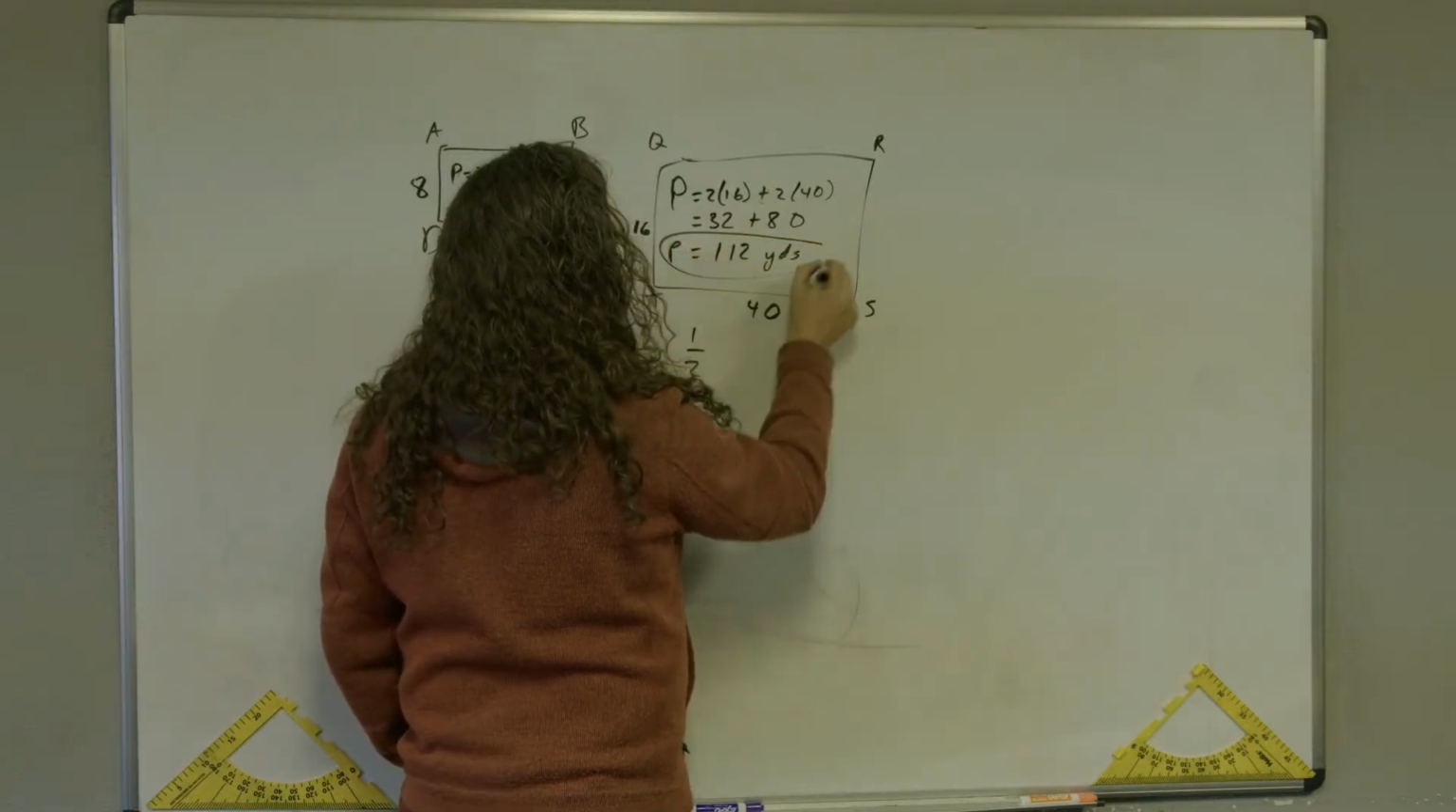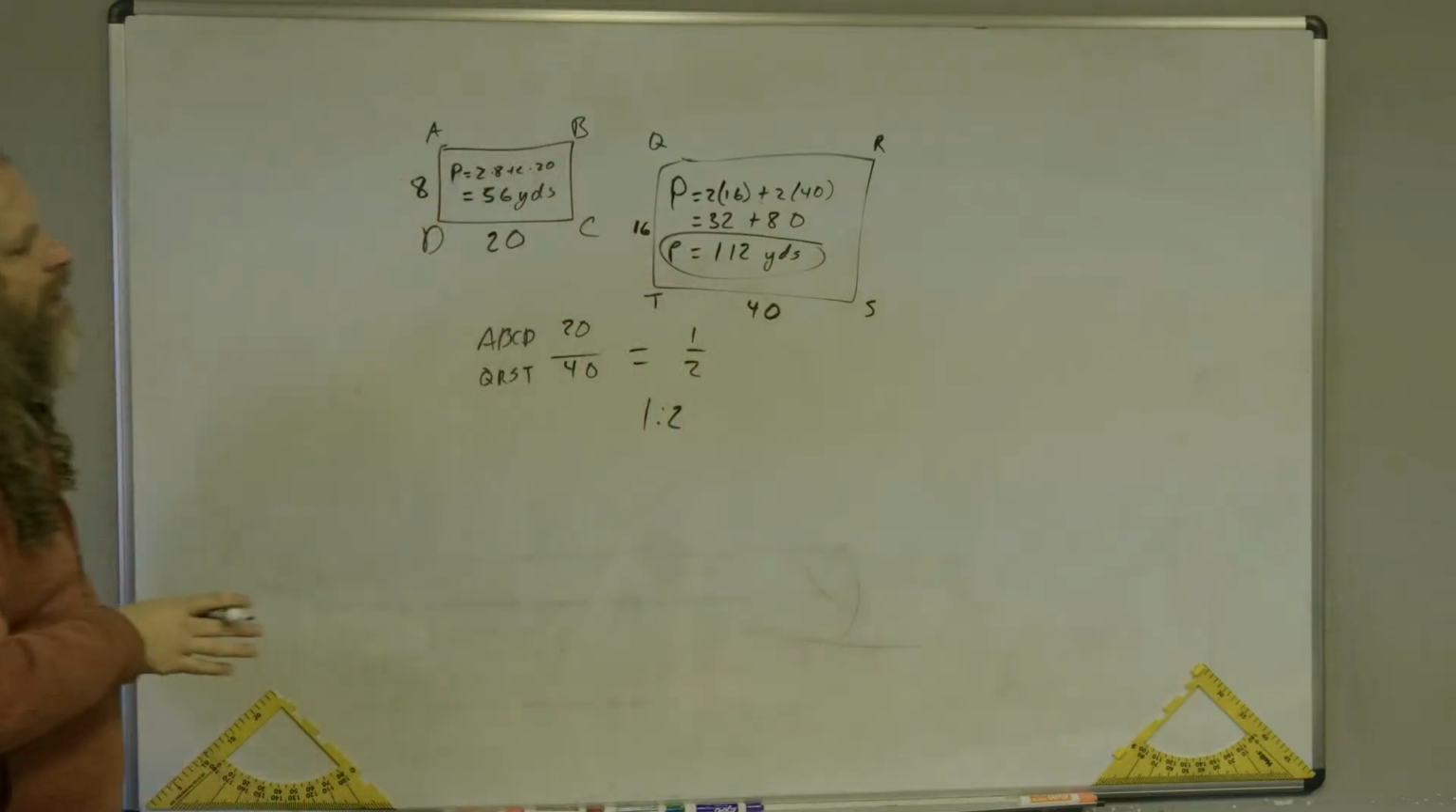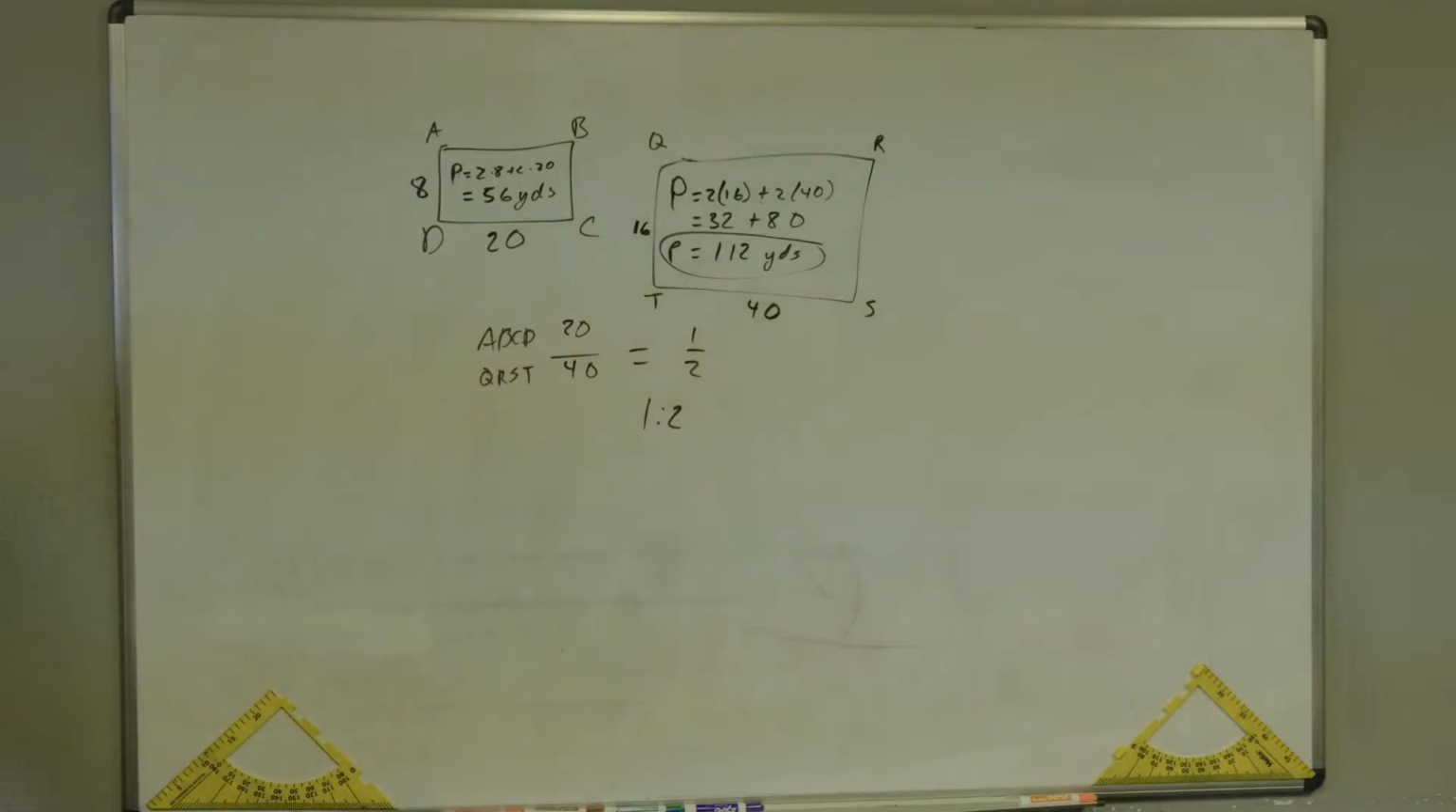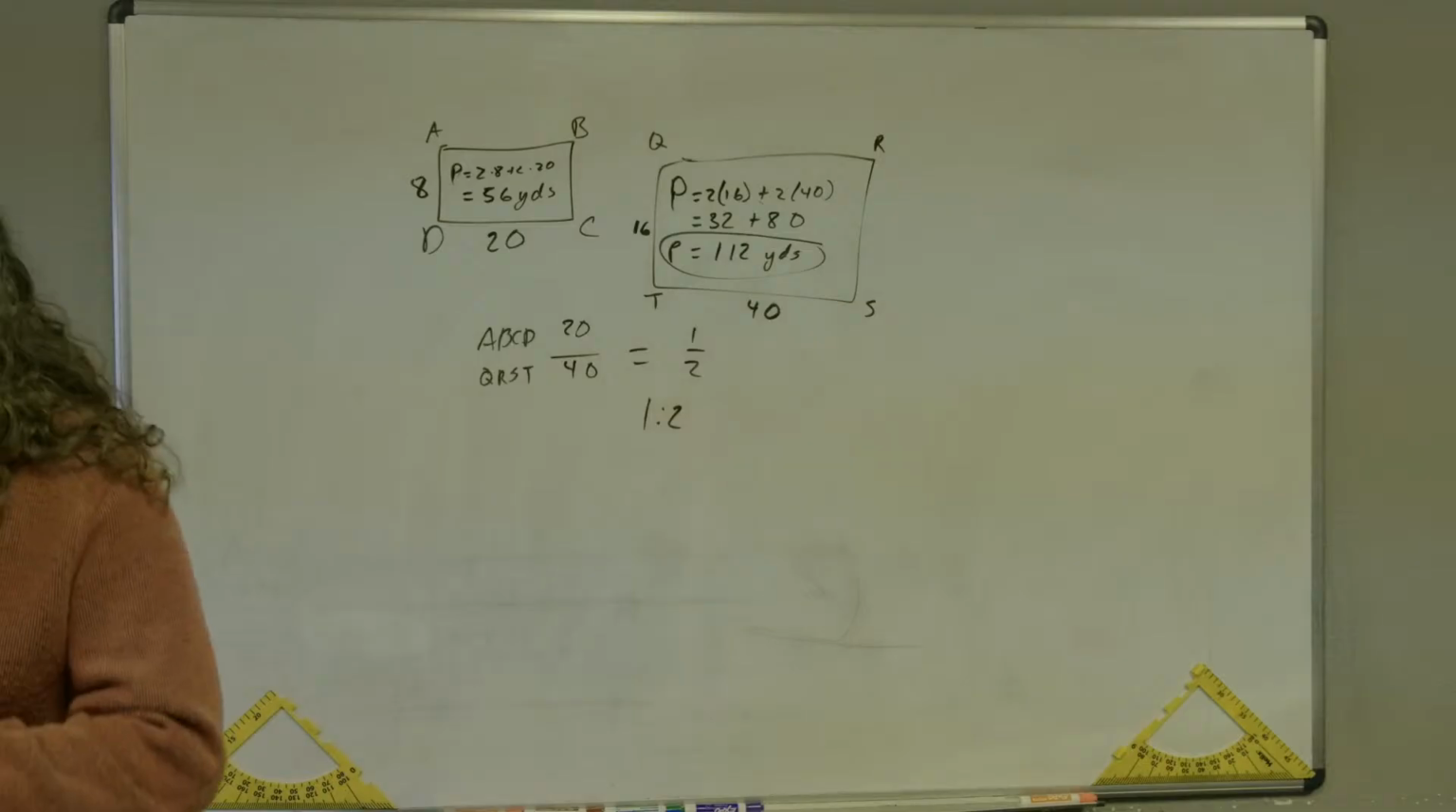Those yards are the first power because we're finding perimeter. If it was area, it'd be yards squared. And if it turned into a rectangular prism, it would be yards cubed. Because that's how dimensions work.